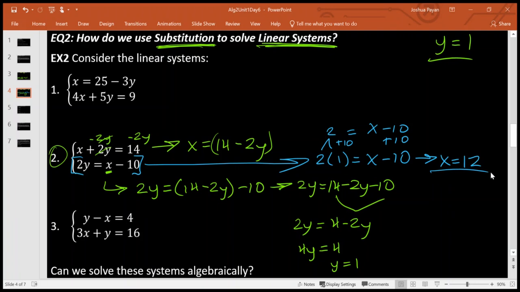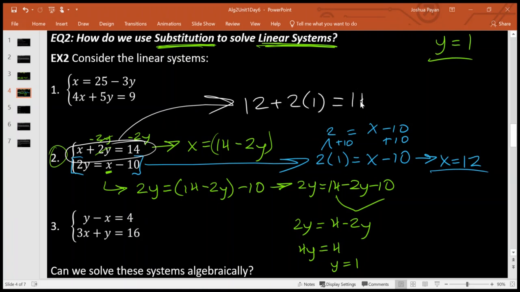Okay, so if I was so inclined, I could easily just go ahead and plug in and make sure that I get the right answer. So let's go ahead and do that. Just that way you don't think I'm insane, right? So I'm going to use this top one. So x plus 2 times y should be equal to 14. And, well, 2 times 1 is 2. 12 plus 2 is, in fact, equal to 14. Okay, so we have got it.